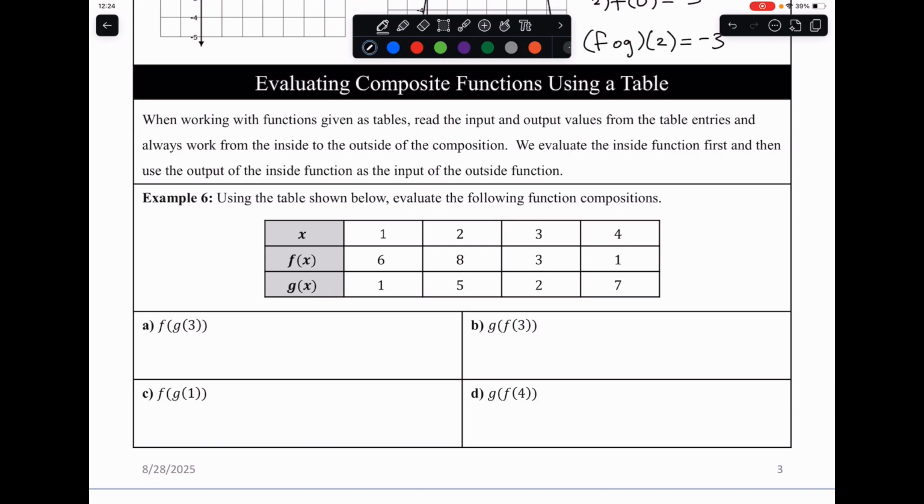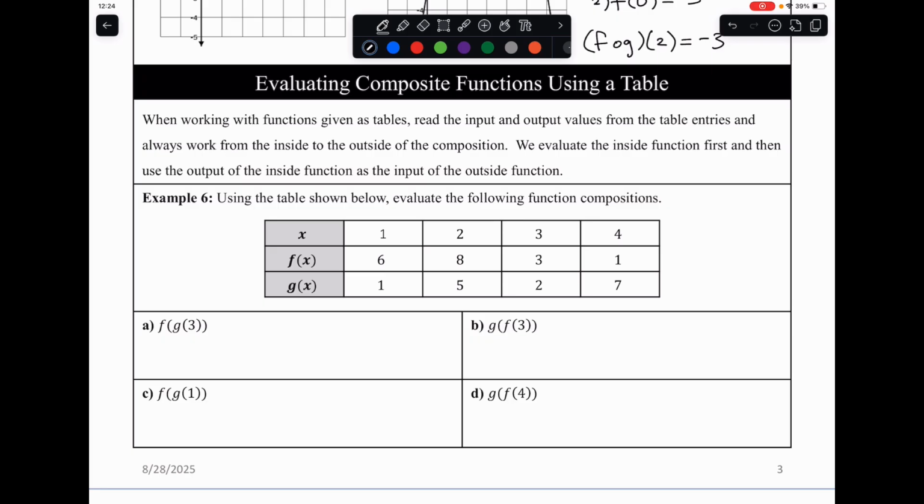So now let's go over how we do this. How do we evaluate a composition if we're given a table of selected values of the function instead of a graph? Well, when working with a function given a table, you're going to read the input and output values from the table entries and always work from the inside to the outside of the composition. We evaluate the inside function first and then use that output value as the input of the outside function. Okay, so again, very jargony, but it's very simple when we put it into practice.